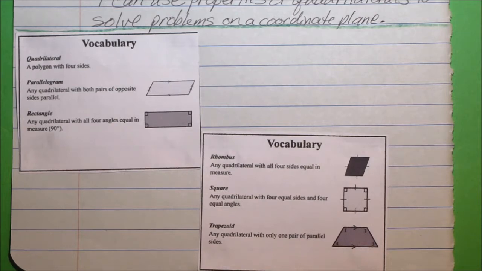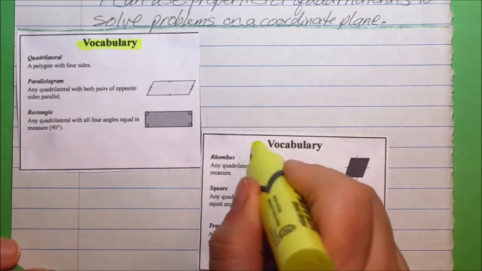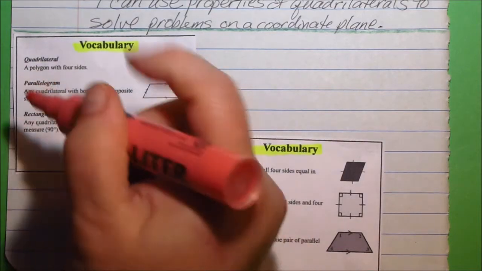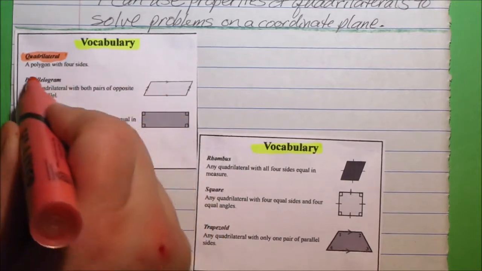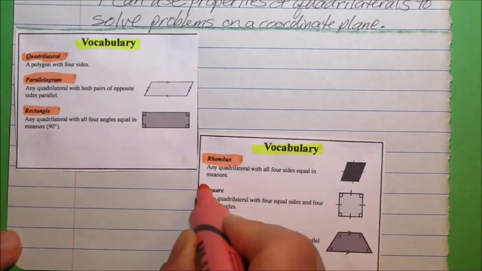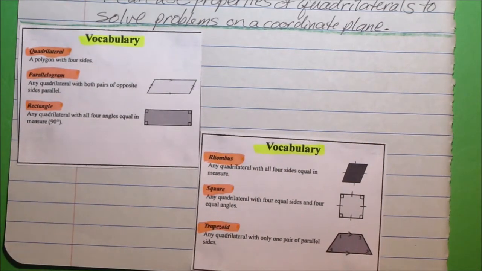All right, so vocabulary. We'll be talking about a variety of different shapes here. The definitions for what is a quadrilateral, a parallelogram, a rectangle, a rhombus, a square, and a trapezoid. Okay? Those are the ones we'll be talking about.